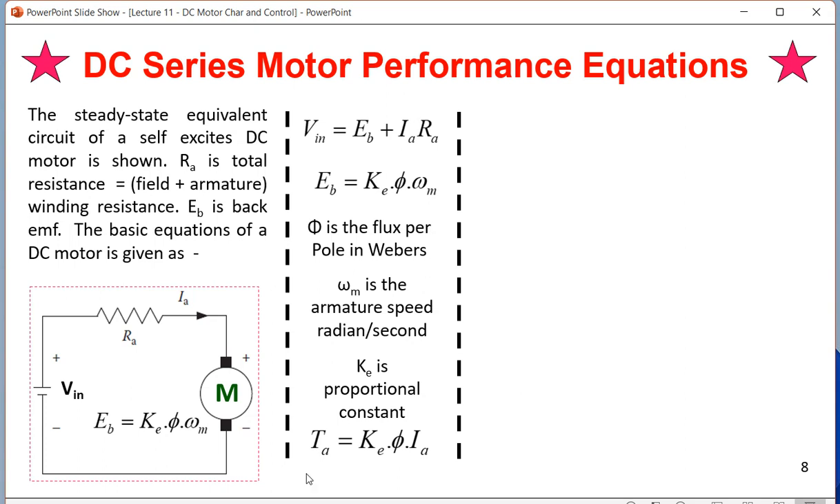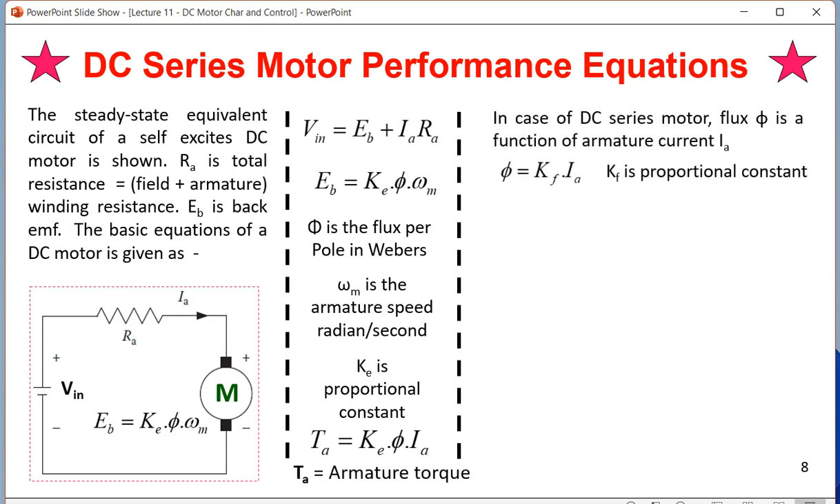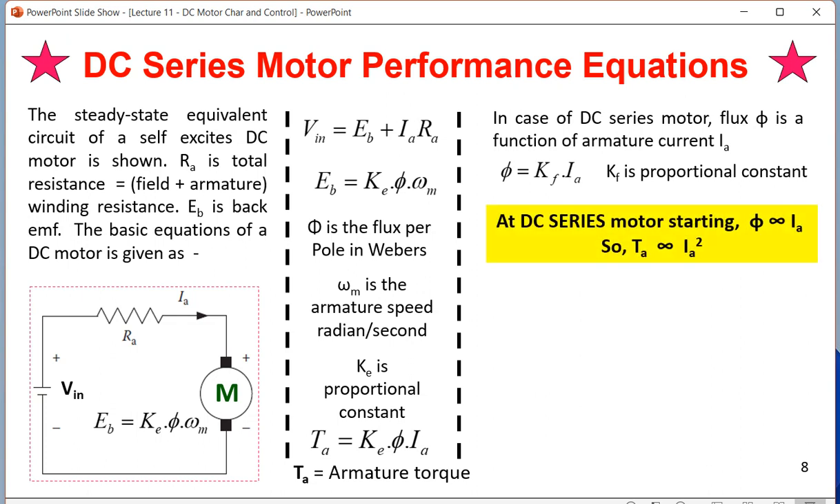TA is equal to K into phi into IA. For the series motor, we found initially that phi is proportional to IA, so TA is directly proportional to K into IA square. That we found in the case of the DC series motor. In a DC series motor, phi is directly proportional to IA up to a certain point, and after that it saturates. So we have seen both those regions.